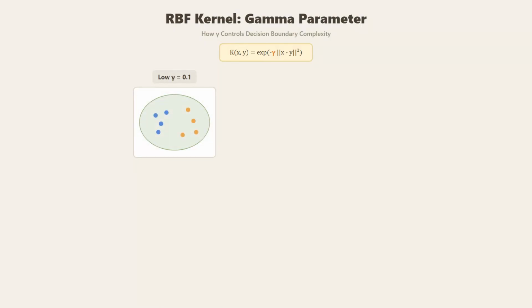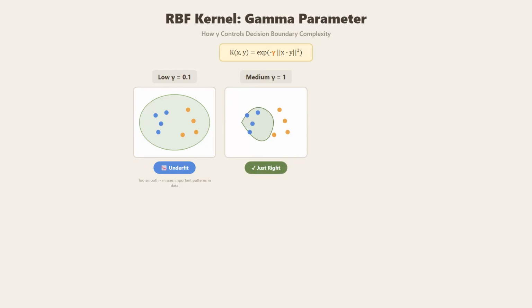Let's take a deeper look at the RBF kernel's gamma parameter, which is one of the most important hyperparameters to understand for interviews. The gamma parameter in the RBF kernel formula controls how far the influence of a single training example reaches. You can think of it as defining the radius of influence for each data point.